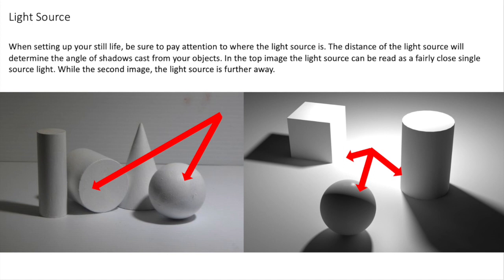For example, the image to the left has the light source high and is a fair distance from the objects. However, the light source for the image on the right can be read as emanating from between the objects. The angle of the light will determine the length of a shadow as well. If an object is under a light source, the shadow will be small and concentrate under the object. However, if an object is lit from an angle, the shadow will be longer.